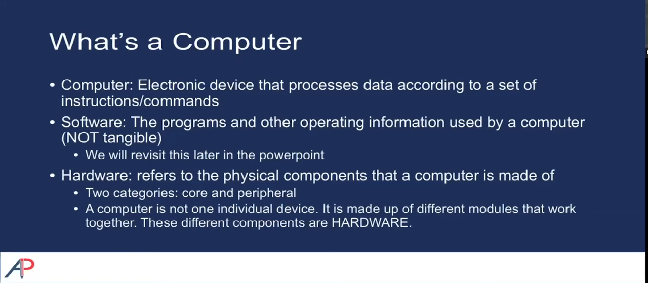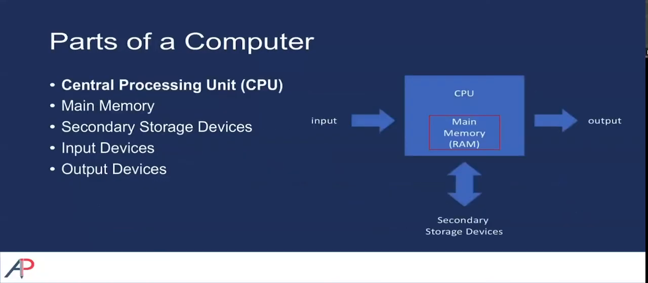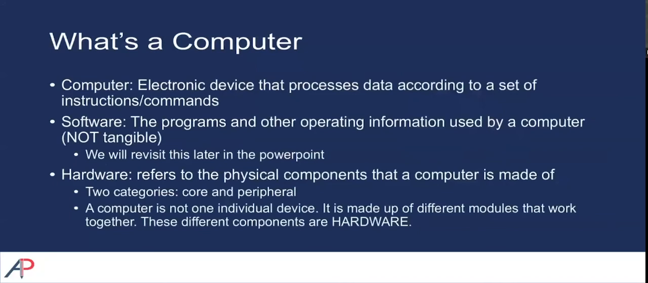So first of all, software, so you do need to know. Software is programs and other operating information used by a computer. So not tangible, hence the word software. It's pretty much any program that can run on a computer. That is what software is. It's not something that you can physically touch.